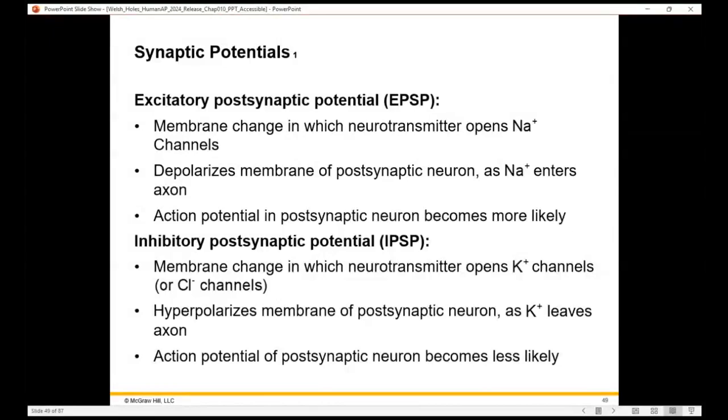In excitatory postsynaptic potentials, or EPSPs, the membrane change is one in which neurotransmitters open sodium channels. This depolarizes the membrane of the postsynaptic neuron as the sodium enters the axon. The action potential in the postsynaptic neuron becomes more likely. In an inhibitory postsynaptic potential, the membrane change is one in which neurotransmitters open potassium channels or chloride channels. It hyperpolarizes the membrane of the postsynaptic neuron as potassium leaves the axon. The action potential of the postsynaptic neuron becomes less likely in this case.